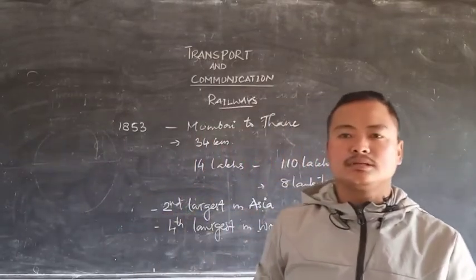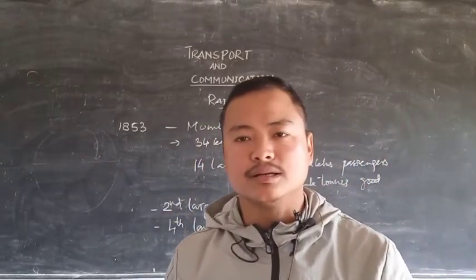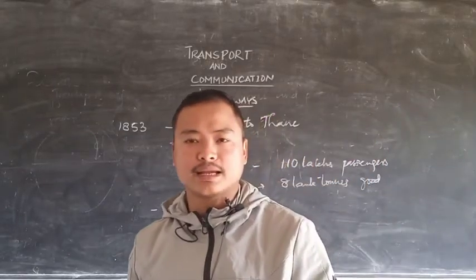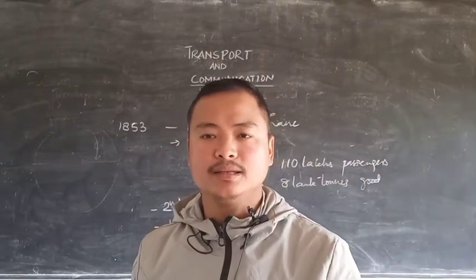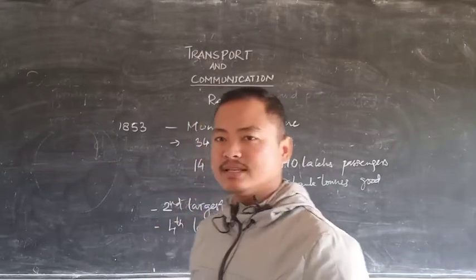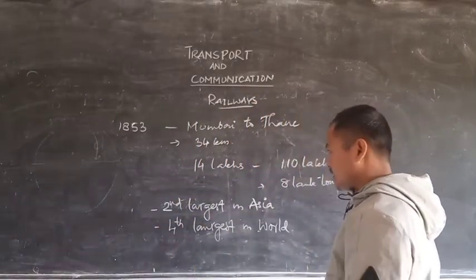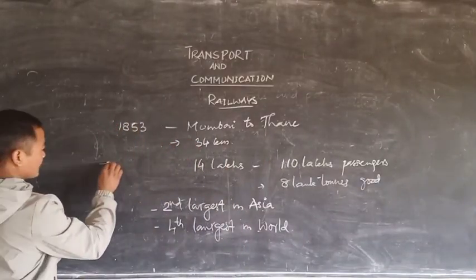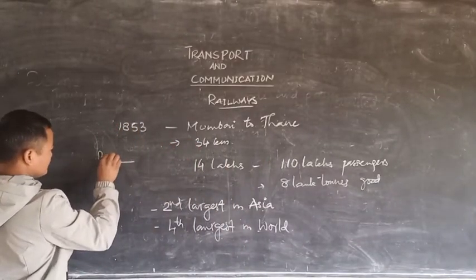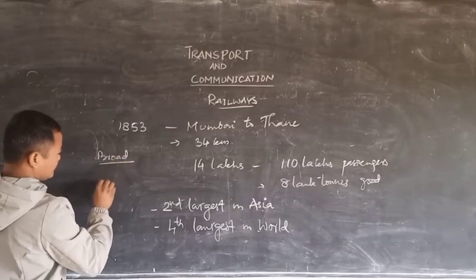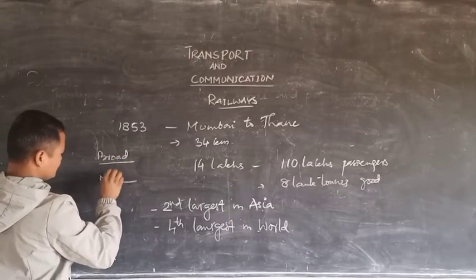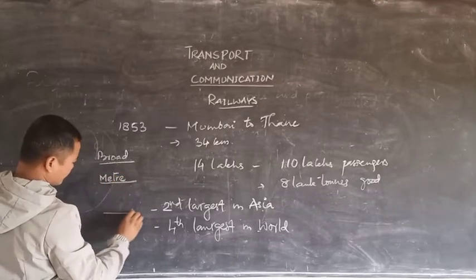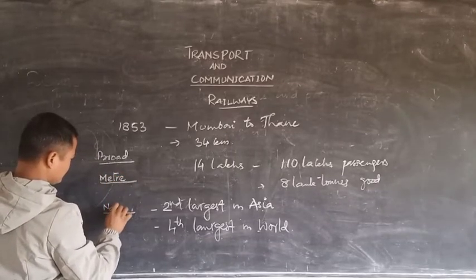Now the distances that have been traveled in the country are only possible because of the various tracks that have been laid for the railway systems. So the tracks that have been used are mostly categorized under three heads. One is known as broad gauge, then we have the meter gauge, and then we have the narrow gauge.